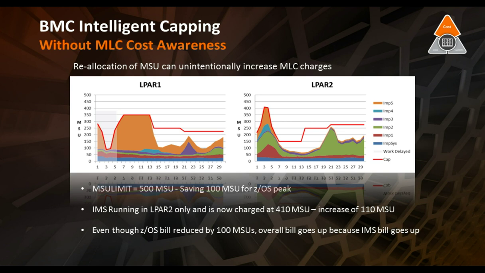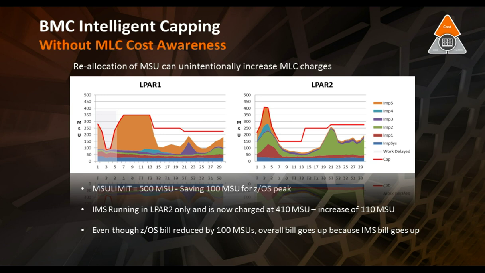Now, one of the things that you have to be concerned with, particularly as it relates to ICAP, is that ICAP is manipulating the MSUs and reallocating them based on the needs of the LPARs. In this example, I have an MSU limit set to 500. In general, I was using maybe 600 MSUs. By setting an MSU limit of 500, I save 100 MSUs from a z/OS perspective.